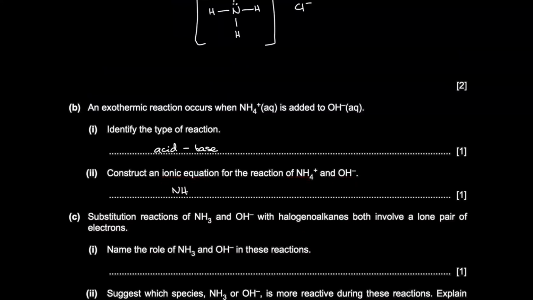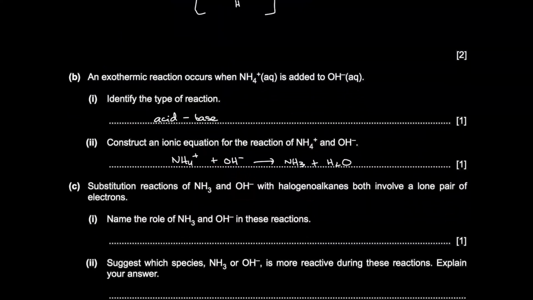So we have NH4 plus and OH minus gives you NH3 plus H2O. Okay, right? This is a test for the hydroxide ion or a test for ammonium ions as well. With hydroxide, it produces a colorless gas that turns damp red litmus paper blue. That's ammonia.